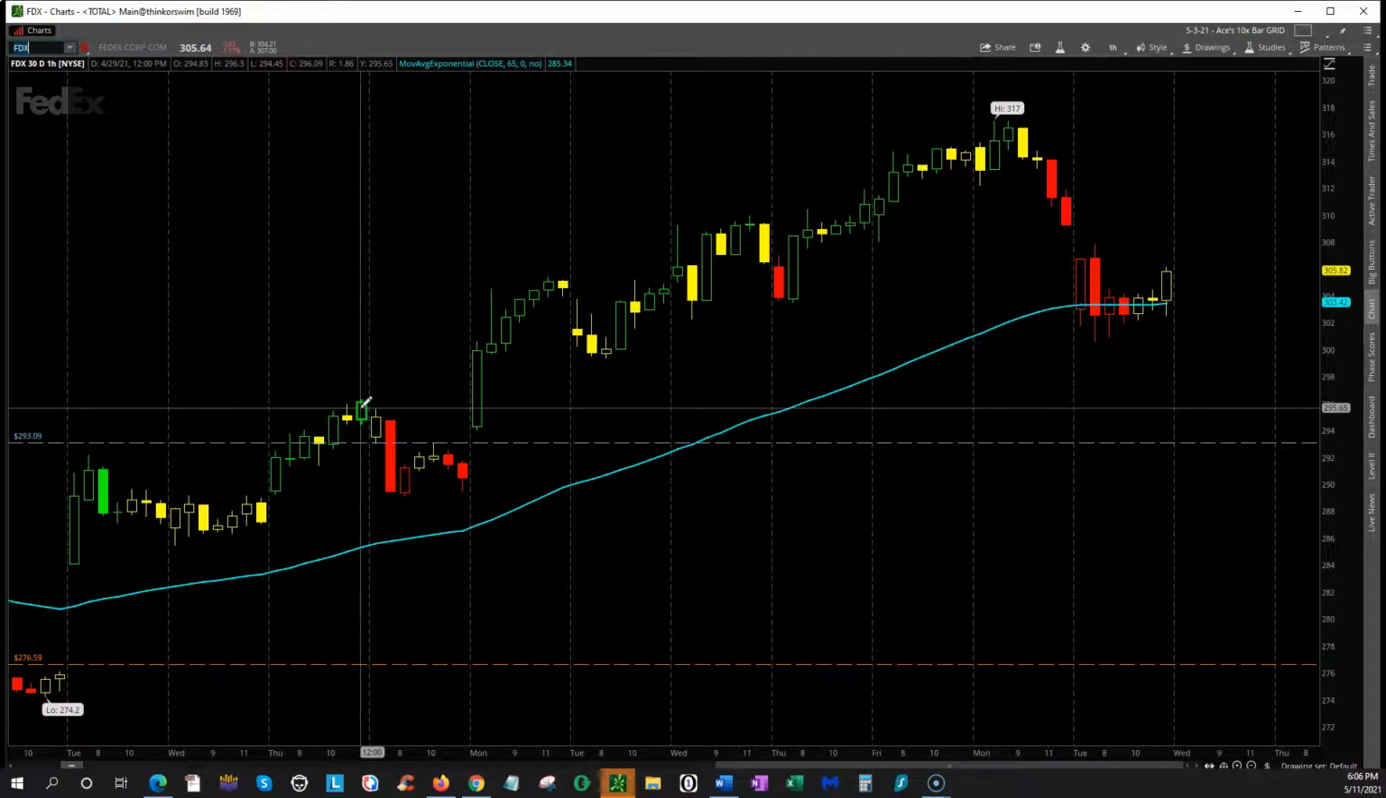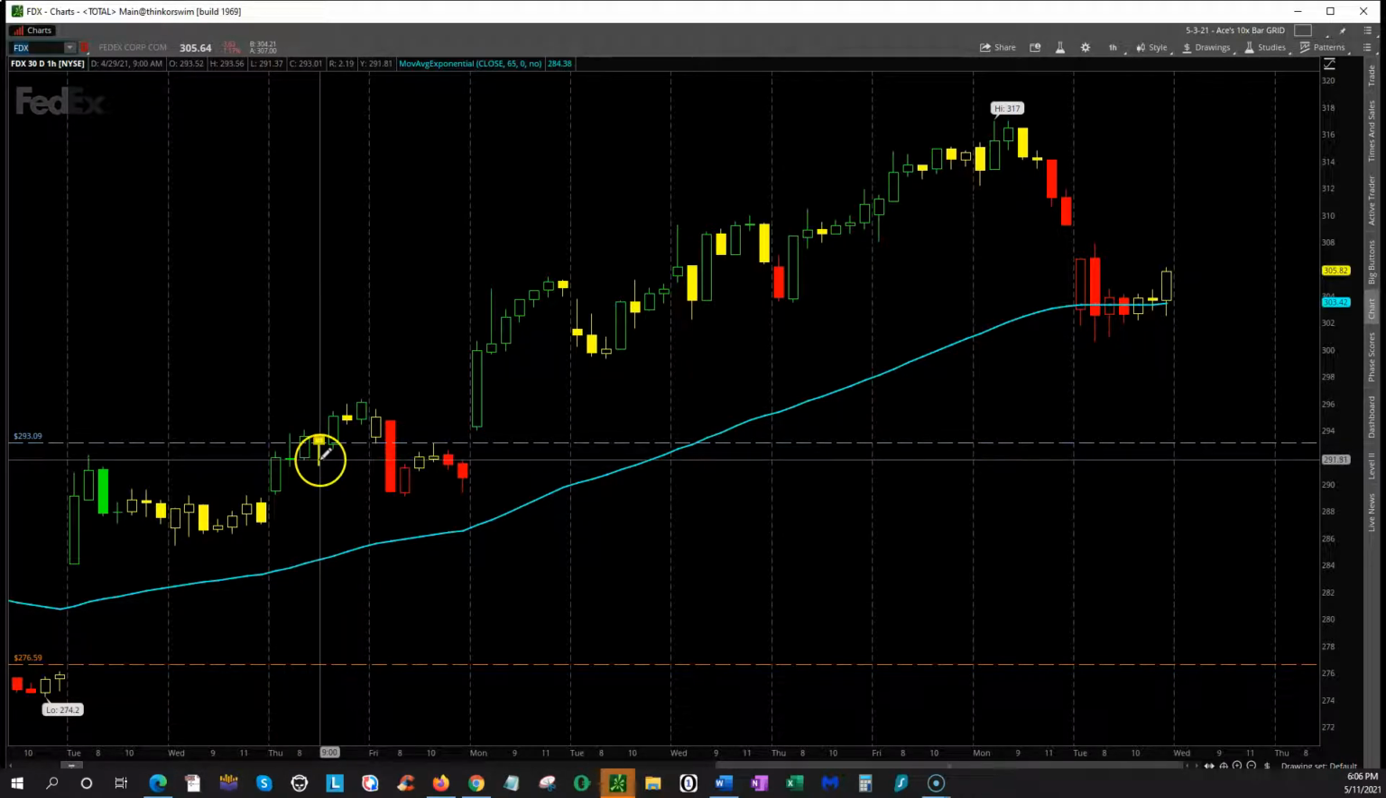Well, we went from 291 to 295 intraday. And did we get a yellow candle? Absolutely. Does a yellow candle mean immediately close out the position? Well, no, I don't think so. I mean, there's many ways you can determine when to close out your position.